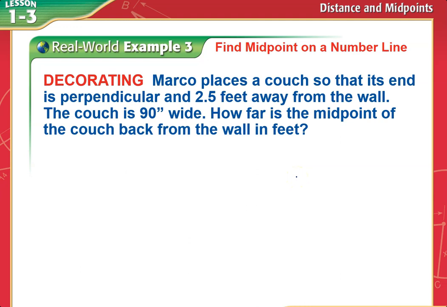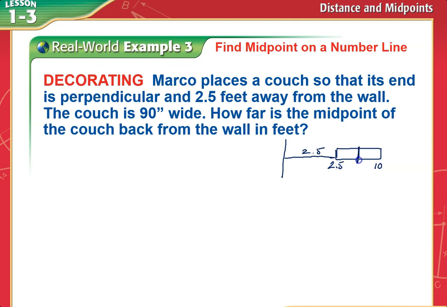Okay, so in this real world example, we have, I guess, a wall. And then we're placing a couch that's 90 inches wide, 2.5 feet from the wall. So let's call this 2.5 feet. And then the couch is 90 inches wide. And we convert that into feet. That's 7.5 feet. So 7.5 plus 2.5 is 10. So this is at 10 feet, and this end of the couch is at 2.5 feet from the wall.